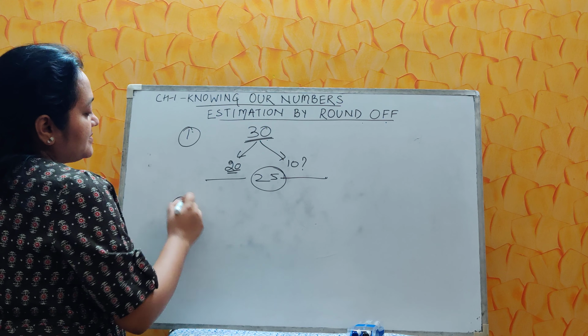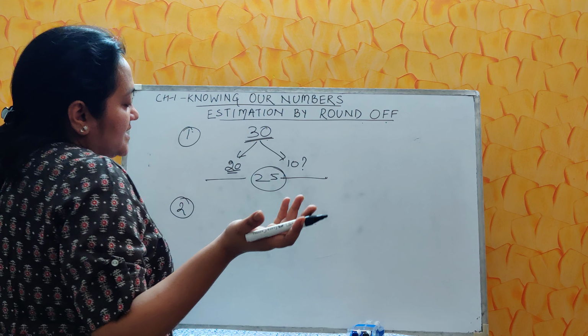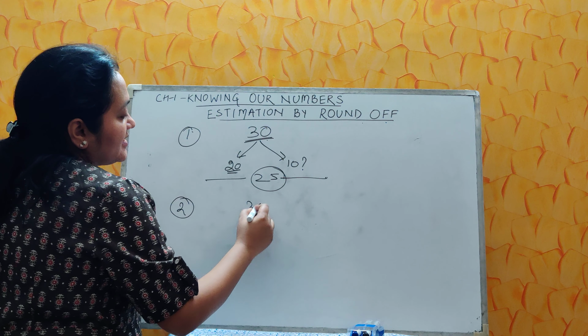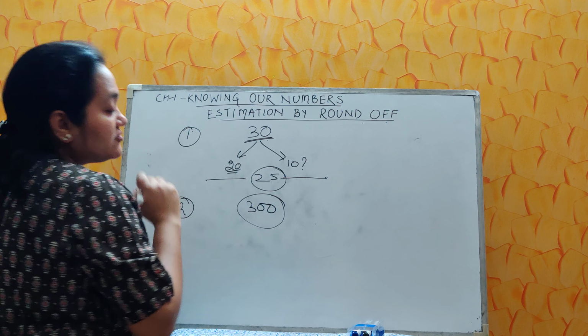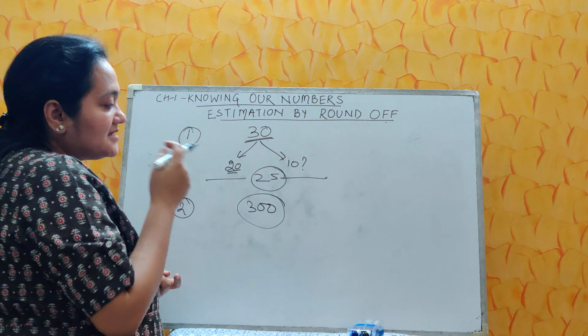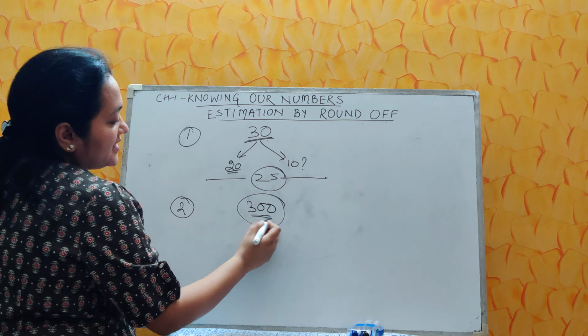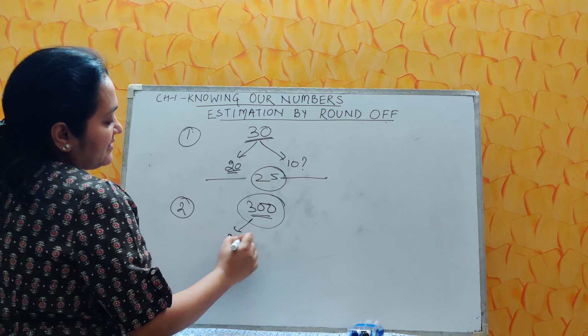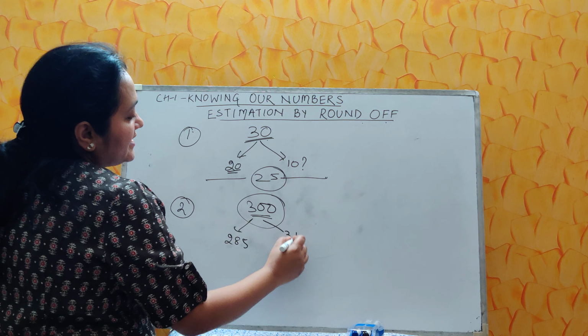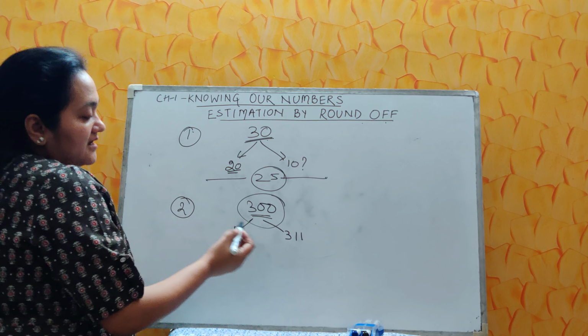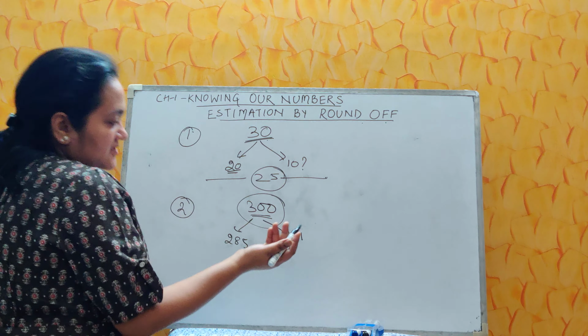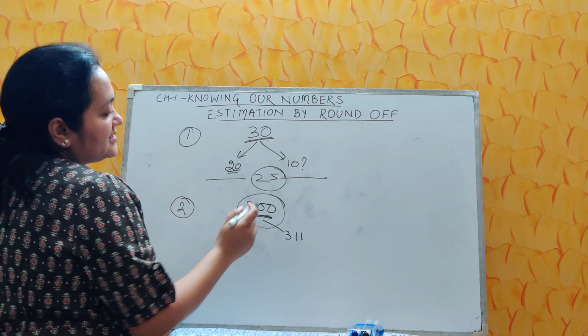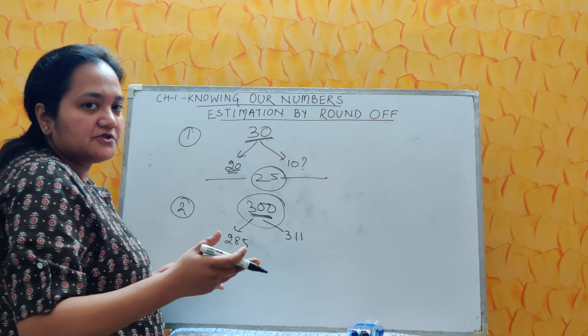Let's take another example. Some minister has planted around 300 trees. But what does it mean? Is the value exactly 300? It could be 285 or it could be 311. But he has given an approximate value, 300. This is estimation or approximation.